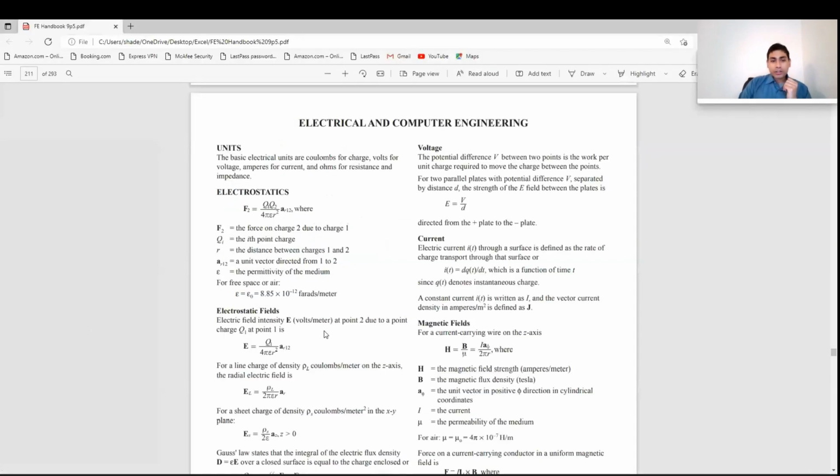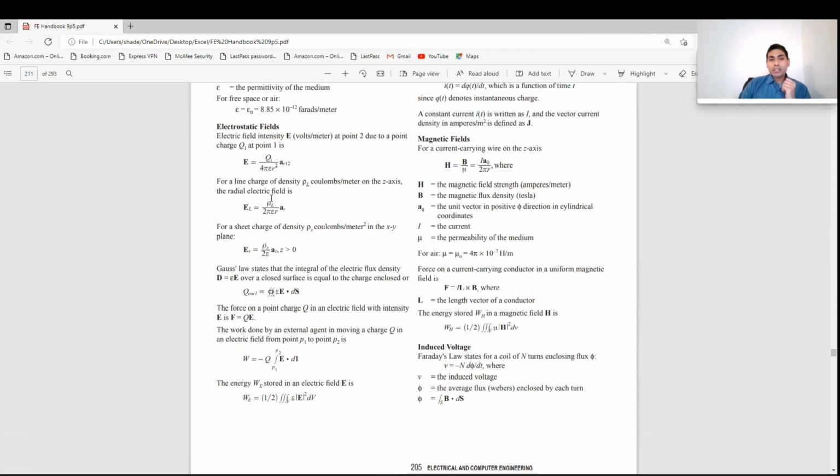Now, the next equation over here. We talked about the forces, right? But now you're trying to find out the intensity. There's a slight difference between intensity and the forces. When you're talking about intensity, the equation is more or less similar, but it is per unit charge. So over here, it's expressed in volt per meters.